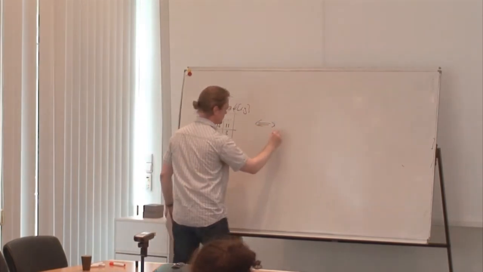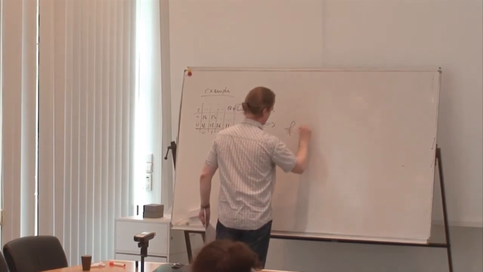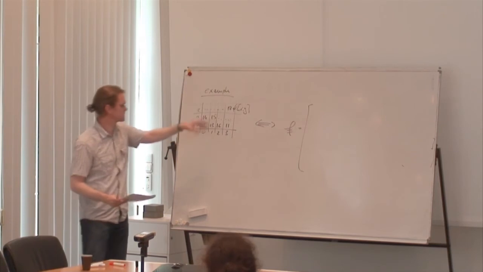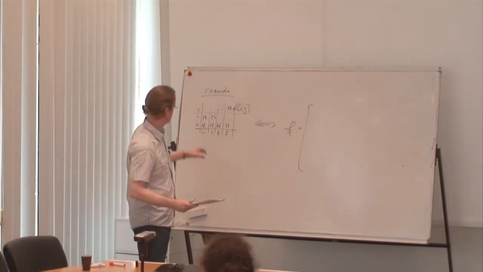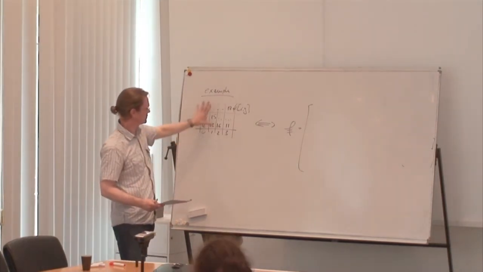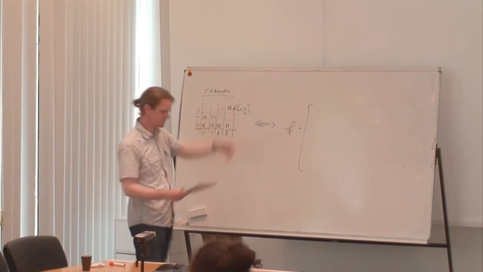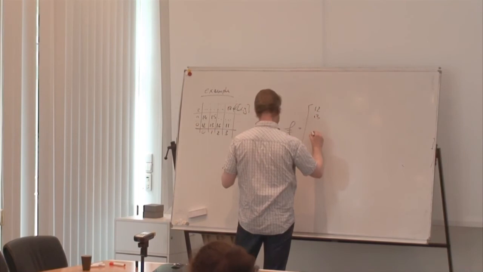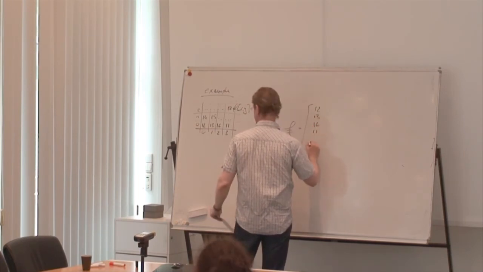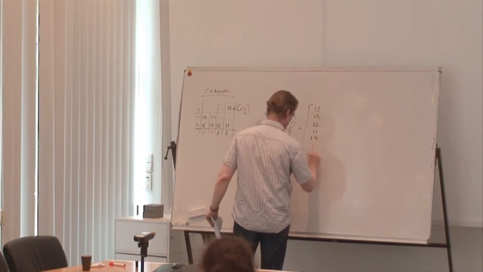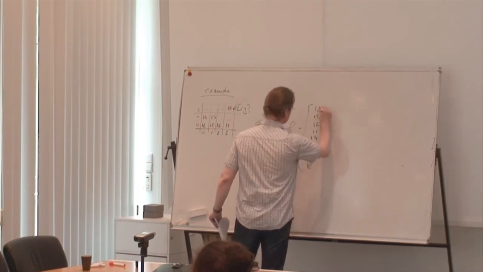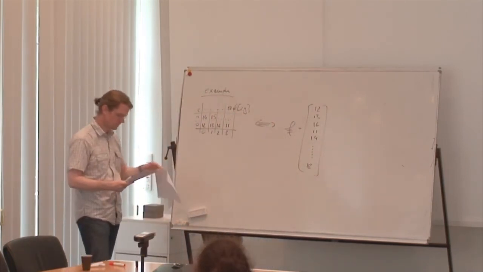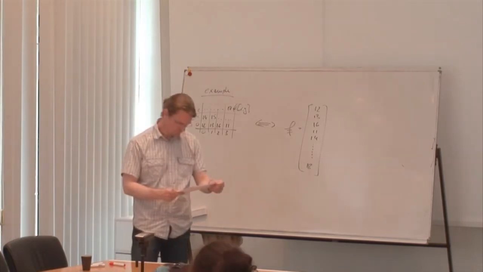corresponds to this vector. Using this map between x and y and I, we will find that this two-dimensional function becomes the following vector, 12, 13, 16, 11, and then 14, and so on and so forth, and the last entry will be 18. Okay.